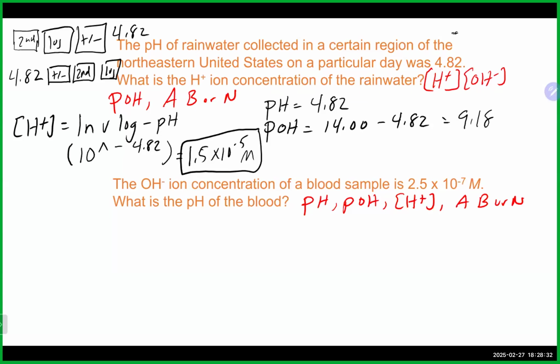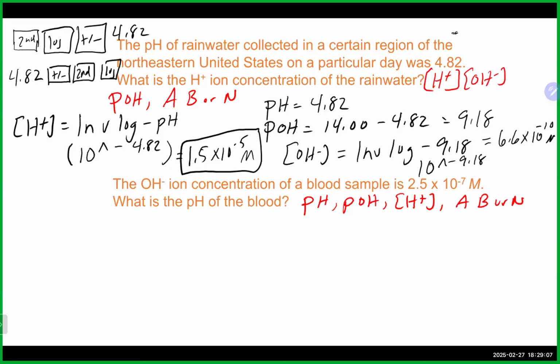Now, at this point, again, we have a few options. Now that I have the H plus, I could go right into the Kw if I want to do it that way, or because I still have the pOH, I could do the same calculation with the pOH here. So I'll do that. The inverse log of the negative 9.18, which is our pOH. Again, 10 caret negative 9.18. That's going to get me 6.6 times 10 to the negative 10 molar as my OH minus concentration. First off, any questions on that calculation?